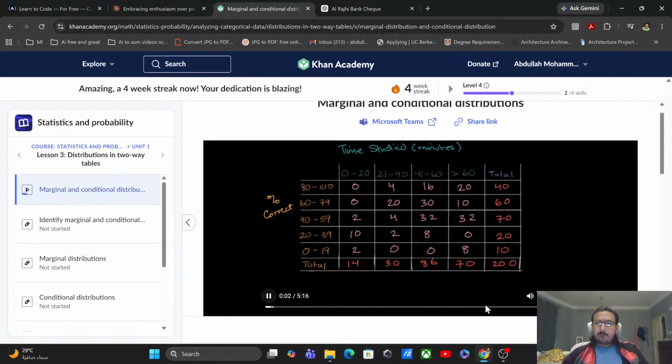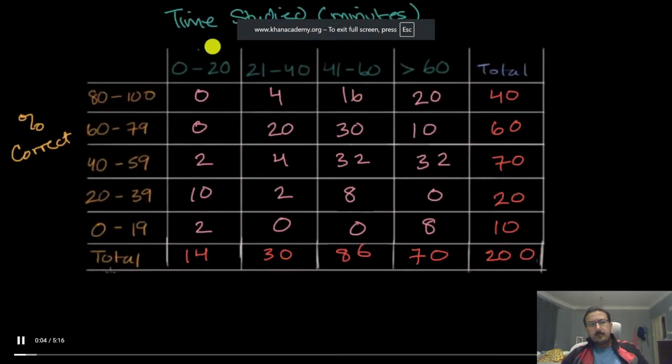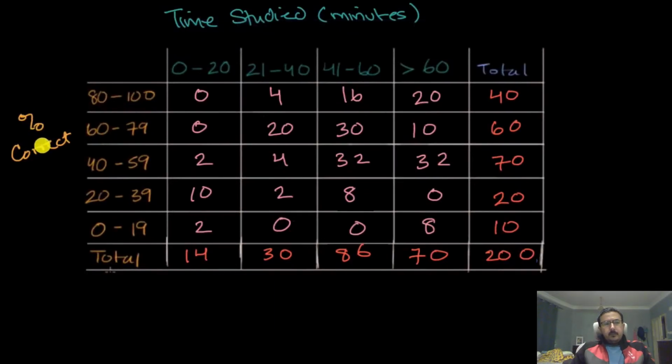So we're here. In a classroom of 200 students, between the amount of time studied and the percent correct. And so what we could do is set up some buckets of time studied and some buckets of percent correct, and then we could survey the students and or look at the data from the scores on the test. And then we can place students in these buckets.